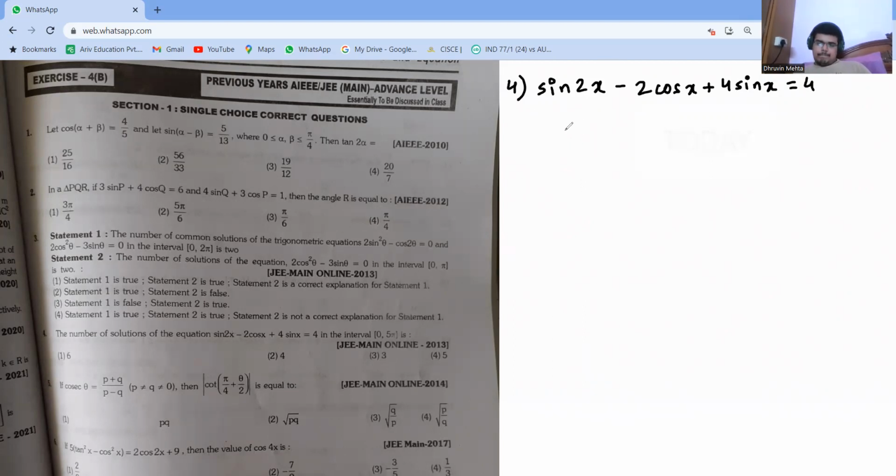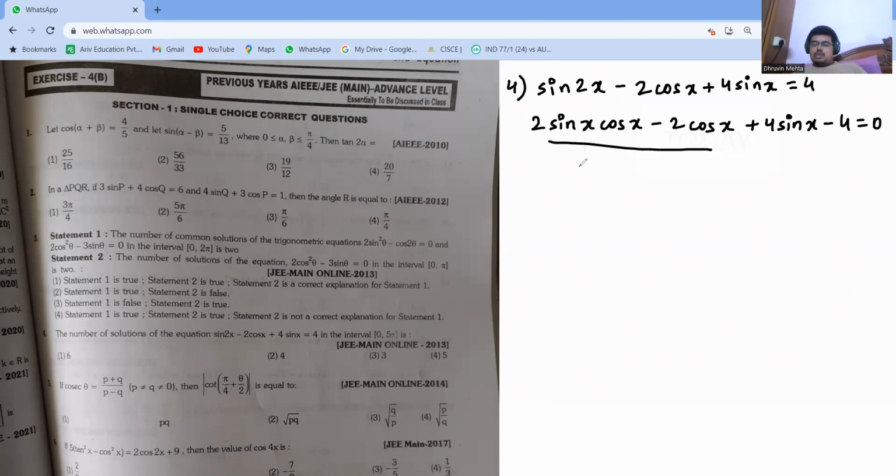Sin 2x as 2 sin x cos x. Okay, that we will do first. 2 sin x cos x minus 2 cos x plus 4 sin x. Let's take 4 also on the left. Now we will take common and it will be done.